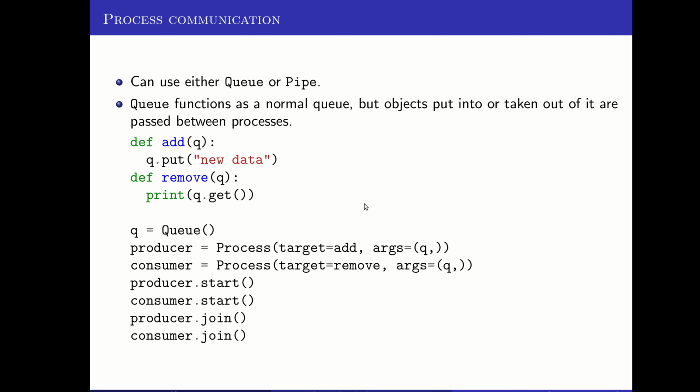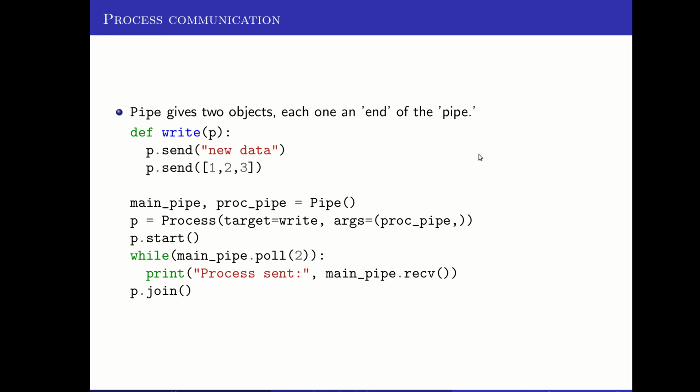Otherwise, it would copy and give them only new versions of data that's unique to them. So then I start the producer and start the consumer, meaning the producer would add data, the consumer would get data from the queue and print it, and then they both would finish their jobs and join. So that's one way that we could pass information between processes, is this buffer or queue that feeds information between them. Another way is we can use a pipe.